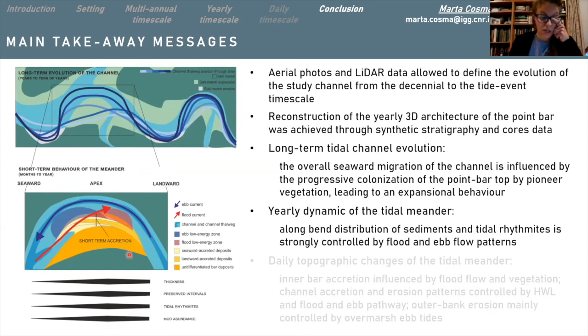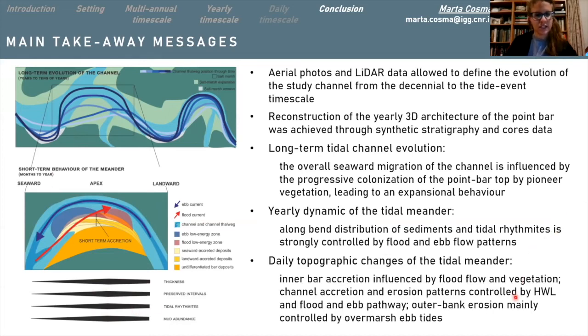And this is actually recorded in the stratigraphy of the point bar, which shows thinner deposits and abundance of coarse sediments in the seaward side, whereas there are much thicker deposits, a higher number of preserved intervals, and abundance of tidal rhythmites and mud in the apex zone and just landward of it.